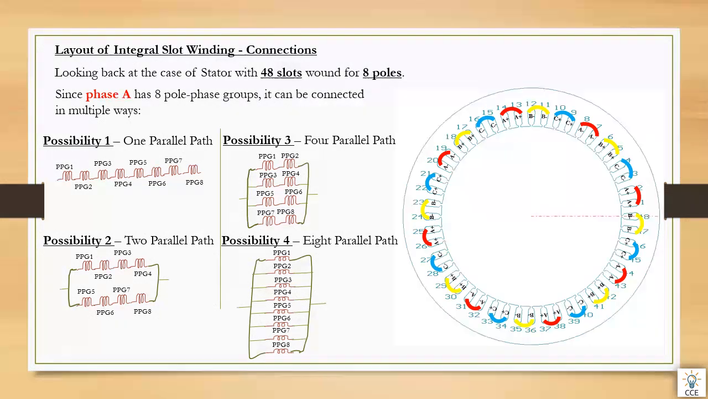And the last possibility is the 8 number of parallel paths. So in the 8 number of parallel paths, each of the pole phase groups will be connected with each other in parallel. So here you can see ppg1 to ppg8, each of them are in parallel to each other. And all these possibilities, as in the last case, will be replicated to the other two phases, that is phase B and phase C.